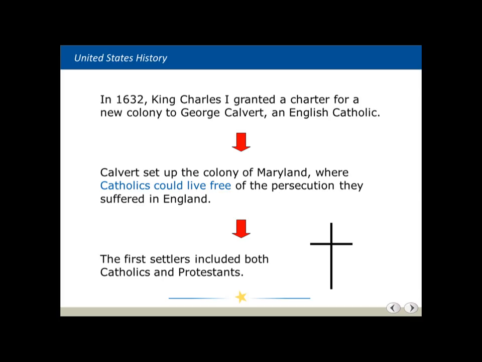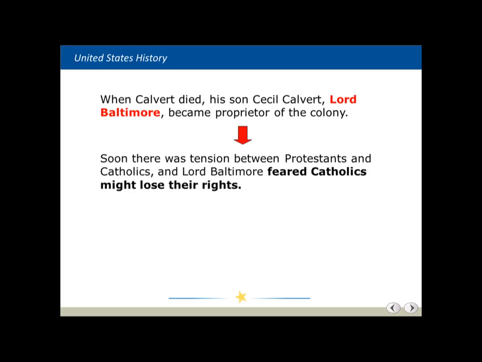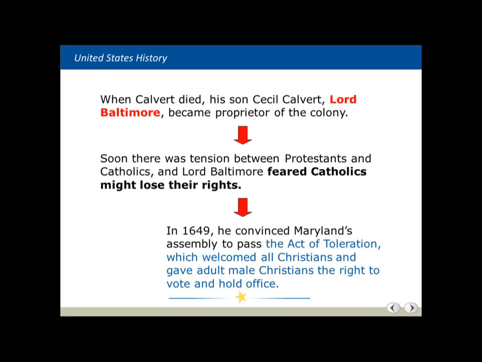The first settlers in Maryland were both Catholics and Protestants. When Calvert died, his son, Lord Baltimore, becomes proprietor. Remember, that's an owner of the colony. There's tension between Protestants and Catholics. Again, Lord Baltimore is fearing that Catholics might lose their political rights, so he passes the Act of Toleration. And this welcomed all Christians and gave adult male Christians the right to vote and hold office.